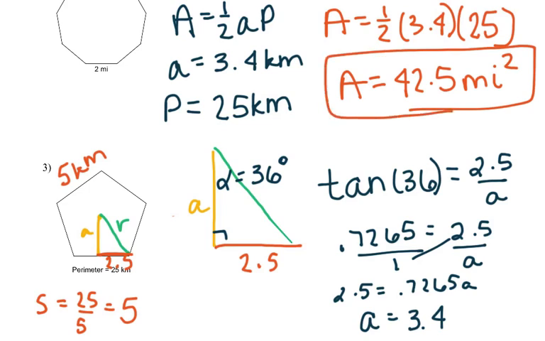All right, so that's it. That is the last day of area of regular polygons. So we can now find the area using one side length.